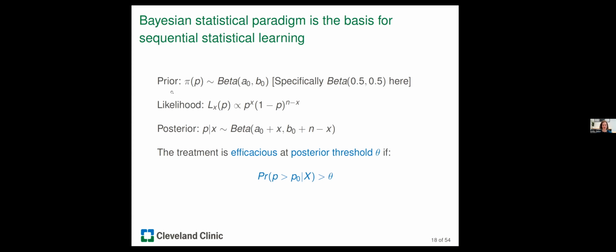we have our prior, which is going to be a beta prior, and specifically for all the results I'm showing today, I'm using a beta 0.5 prior. And with our binary endpoint, we have our binomial likelihood. And so when we combine those two, which are conjugate, we have our beta posterior distribution. And then we would declare our treatment to be efficacious at a specific posterior threshold theta if our probability of the response rate exceeding that null rate, given our data, is greater than that posterior threshold theta.